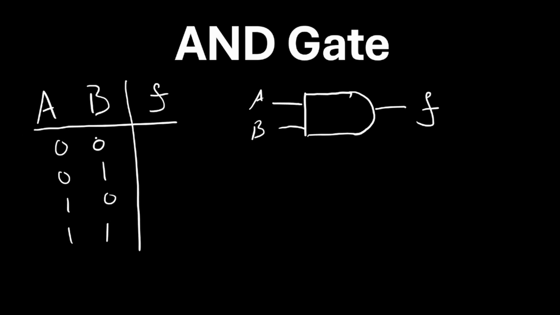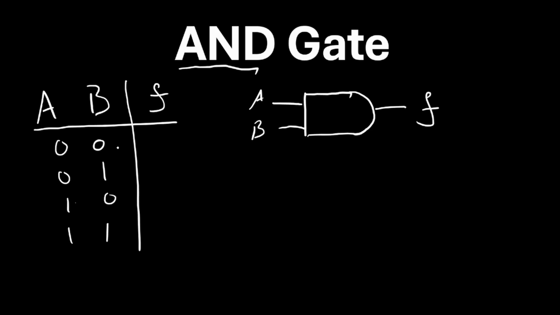And remember, that's 4 possibilities. So we have A and B are both 0, A is 0 and B is 1, A is 1 and B is 0, or they're both 1. Now, like the name implies, AND gate, for F to be true, A and B need to be true. So A and B have to be 1. Let's go back to the truth table.